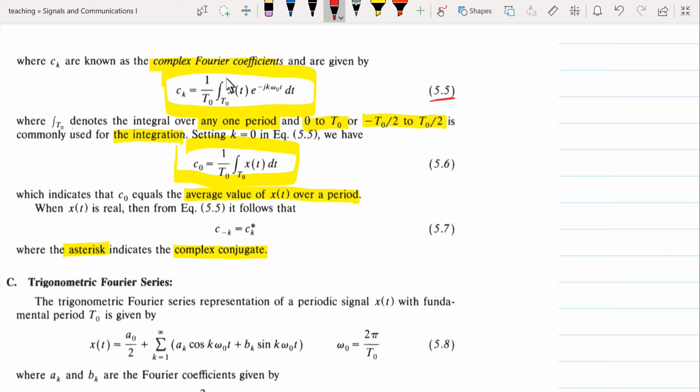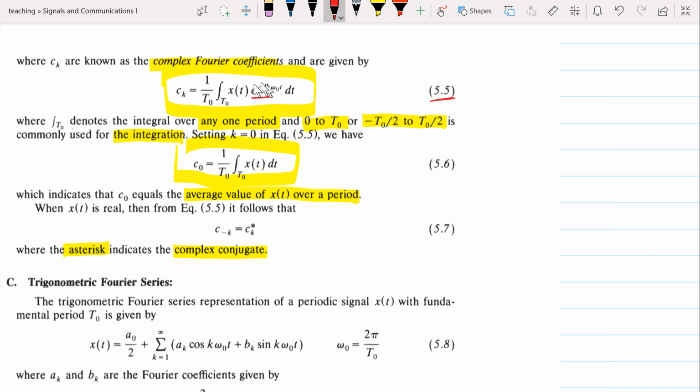So this symbol represents the integral over any one period. Of course, we are starting with the reciprocal of the period, so that the integral cancels out with this reciprocal. Therefore, we are saying that c_k is the integral of x(t) over the period defined, multiplied with this exponent.